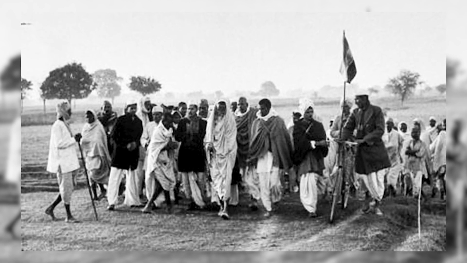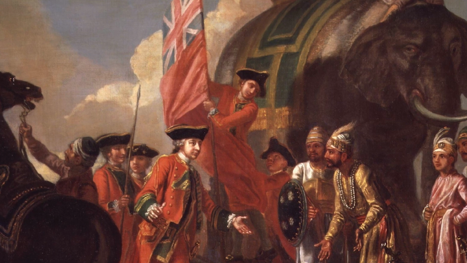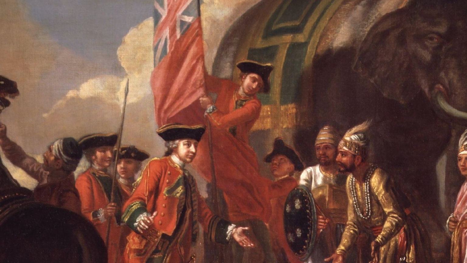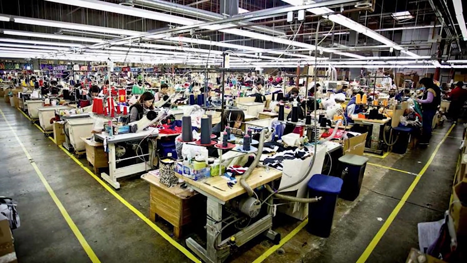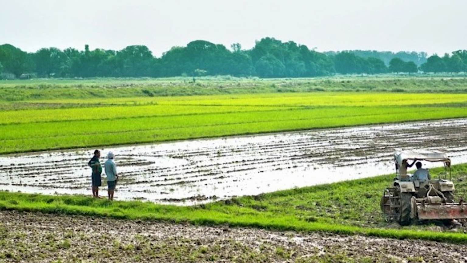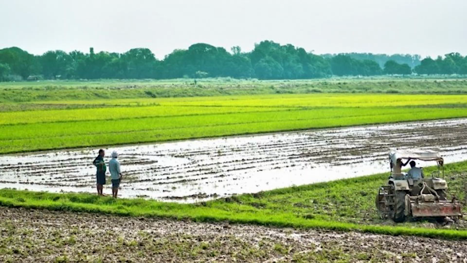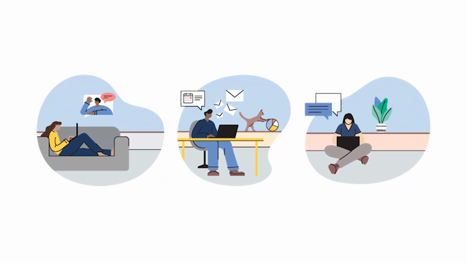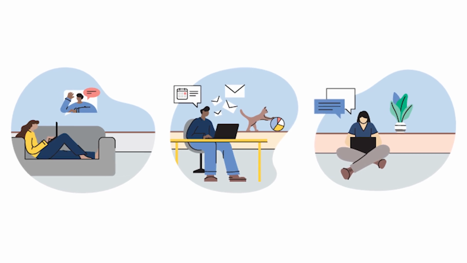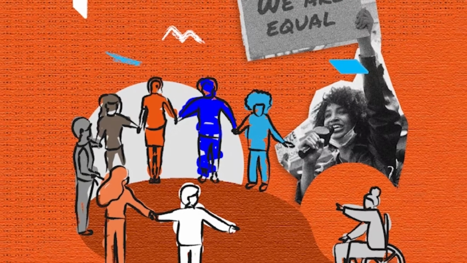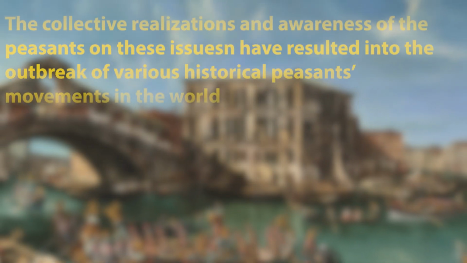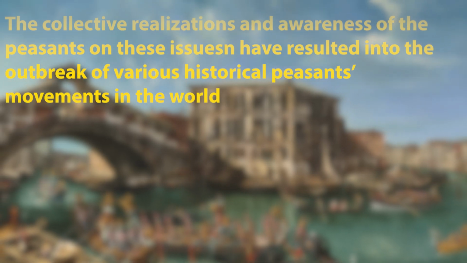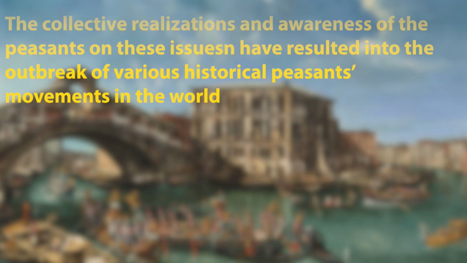Peasant movement in India arose during the British colonial period when the economic policies resulted in the ruin of traditional handicrafts and other small industries, leading to changes of ownership and overburdening of agrarian land and massive debt and impoverishment of peasantry. Social isolation, cultural segregation and economic exploitation have accentuated the historical processes of marginalization and political subordination of the peasants. The collective realizations and awarenesses of the peasants on these issues have resulted in the outbreak of various historical peasants' movements in the world.